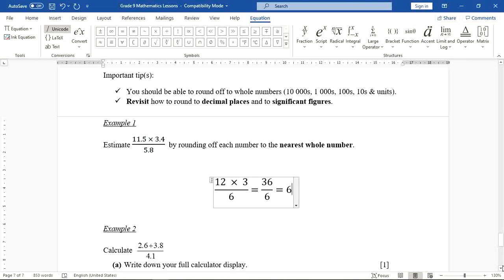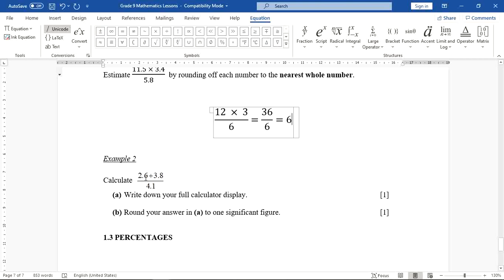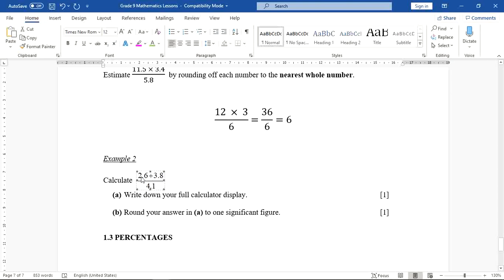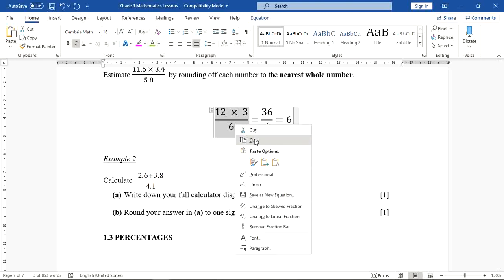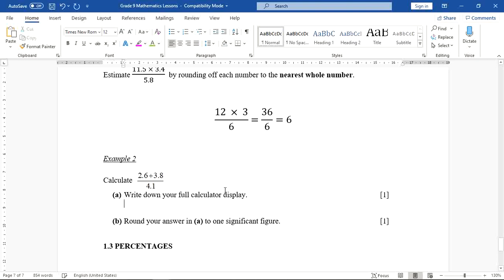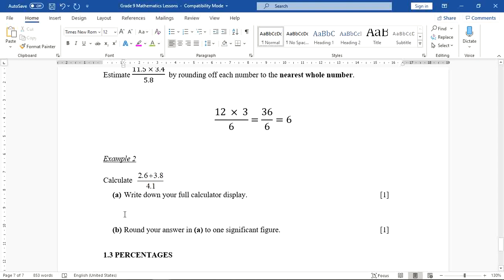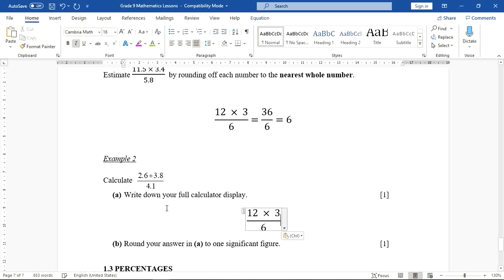Alright, let's go to example number 2. Example number 2 says calculate 2.6 plus 3.8 divided by 4.1. But then it says write down your full calculator display, meaning that you are going to punch this in your calculator, and whatever answer you get, you must write down the full calculator display. So everything that is on your calculator, you must write it down, please. Very, very important. Don't round it off, because the instruction says write down the whole calculator display.